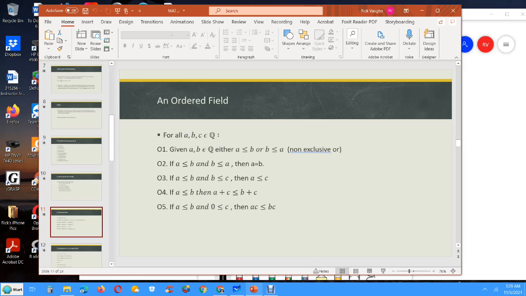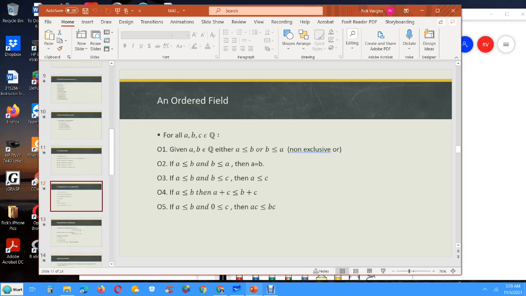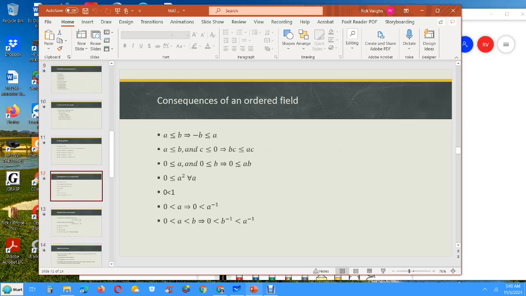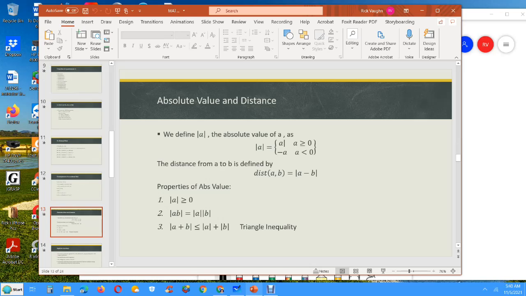And then we'll throw in this idea of being an ordered field, given that it's a field, and now that you can order the elements within the field and the things that come about as a result of that. And then there are the consequences that come about as a result of an ordered field.